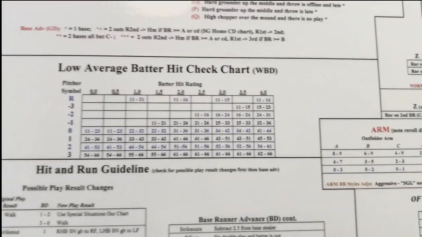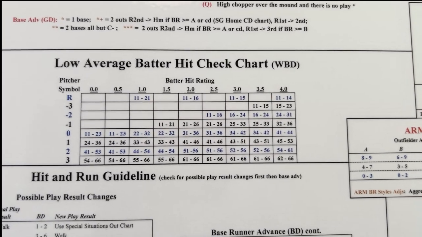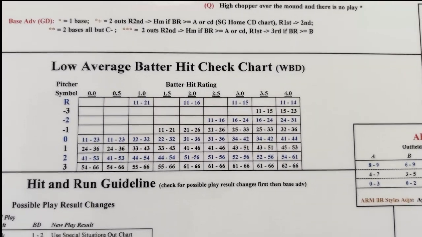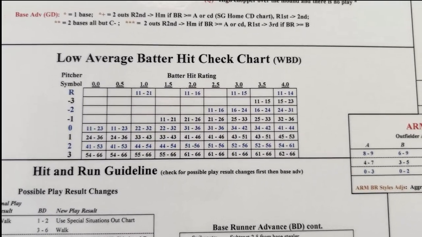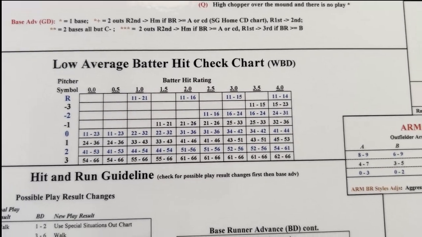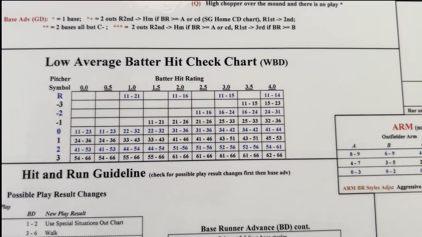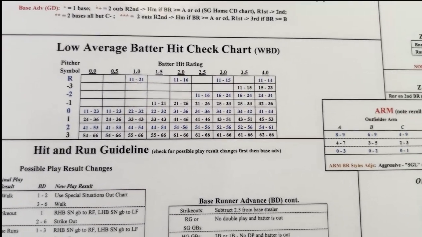I showed you this chart before. This is the low average batter hit check chart, which is where if you have a batter who is a very poor hitter, there's an additional roll to see if he actually does get a hit. And you're going to test against the pitcher. And the good pitchers are going to be able to block a lot of the hits against a weak hitting batter. I think I used Charlie Huff to demonstrate that.